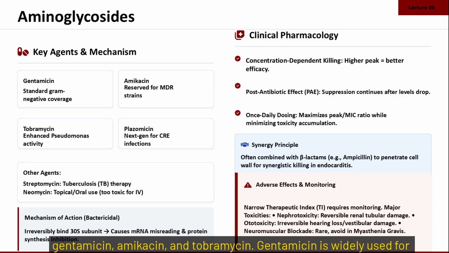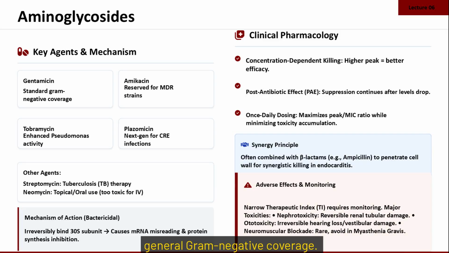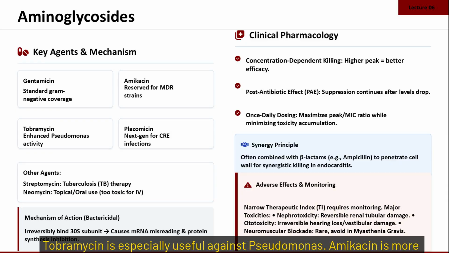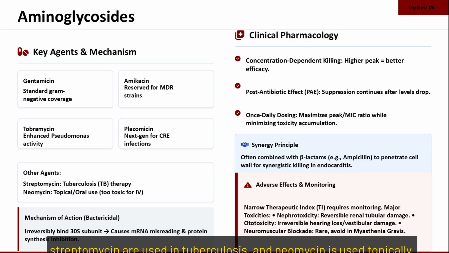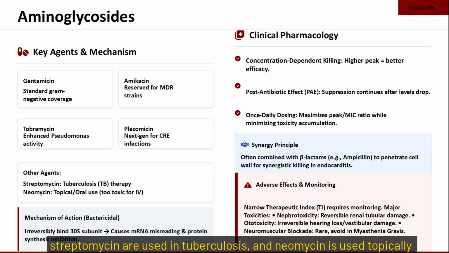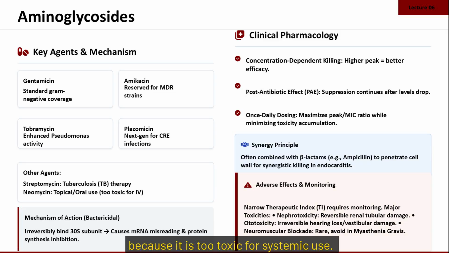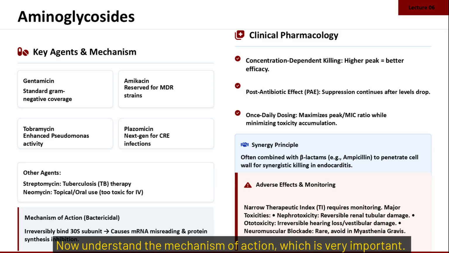Gentamicin is widely used for general gram-negative coverage. Tobramycin is especially useful against Pseudomonas. Amikacin is more reserved and used in multi-drug-resistant (MDR) infections. Other drugs like streptomycin are used in tuberculosis, and neomycin is used topically because it is too toxic for systemic use. Now understand the mechanism of action, which is very important.